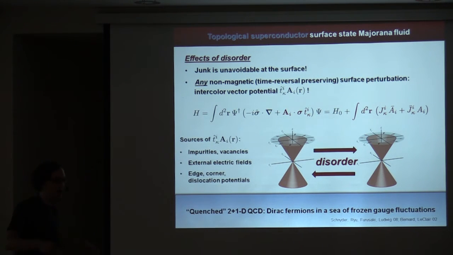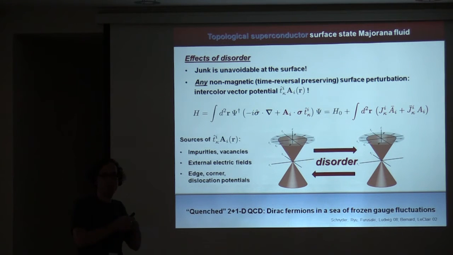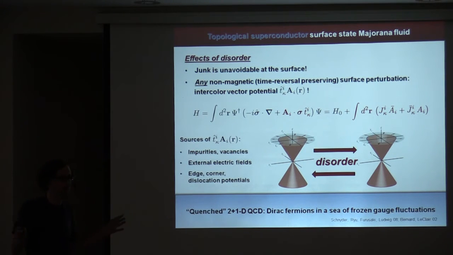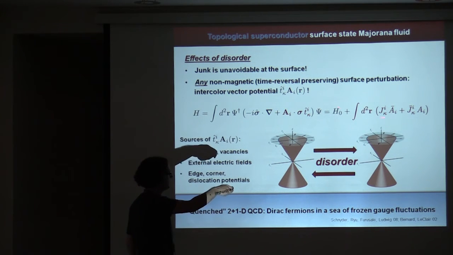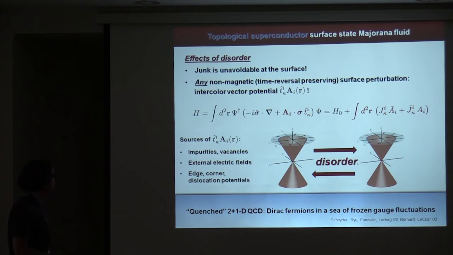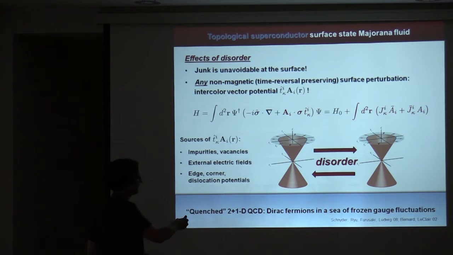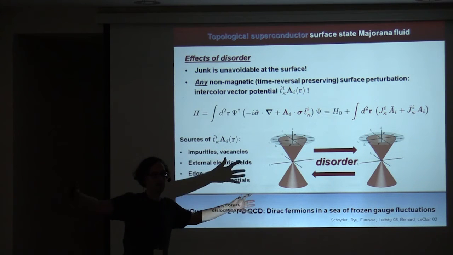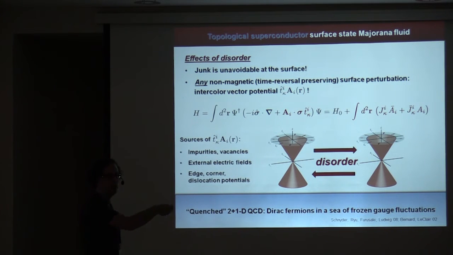If you put disorder down on graphene, you can couple to mass terms, you can couple to vector potentials, you can couple to scalar potentials. This surface Majorana fluid only couples to these vector potentials. And so if you want some kind of cartoon picture of what disorder does on the surface of a 3D topological superconductor, it's something like quenched quantum chromodynamics. You have multiple species of massless quarks, which are running around, and they're scattering off of some kind of frozen sea of gluons encoded in this non-abelian gauge potential.